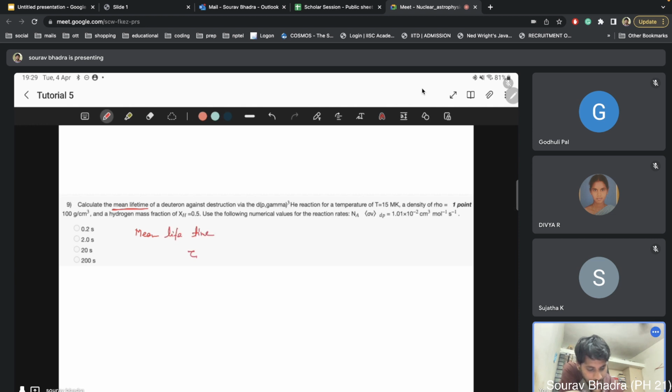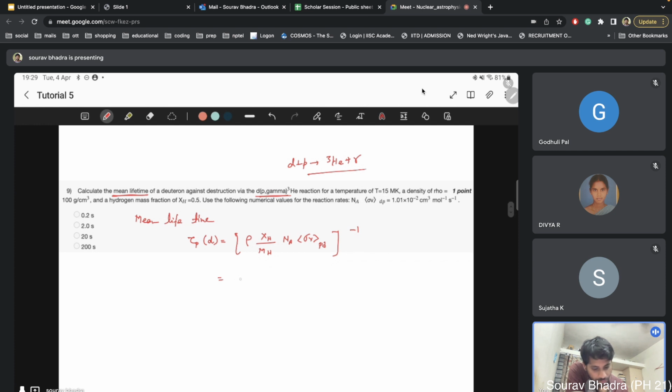Mean lifetime tau p is rho X_H by m_H, because I should have told you, we are considering the reaction deuterium plus proton gives 3He plus gamma. So N_A and sigma V for this proton-deuterium reaction, to the power minus 1. Now if you put the values which are given, rho is 100 gram per cc, X_H is 0.5.